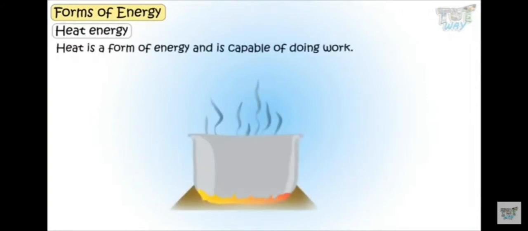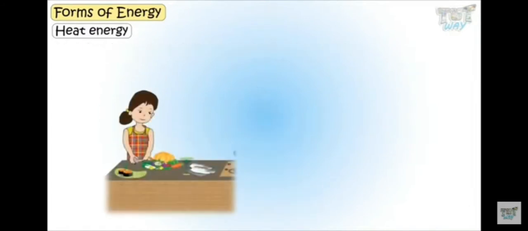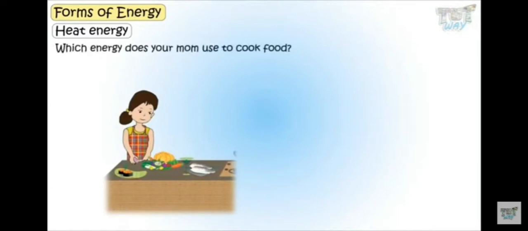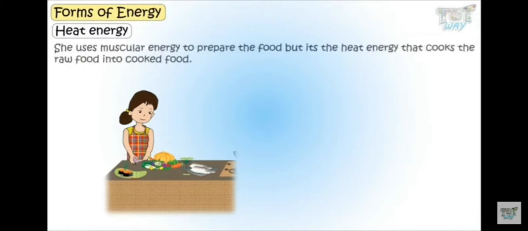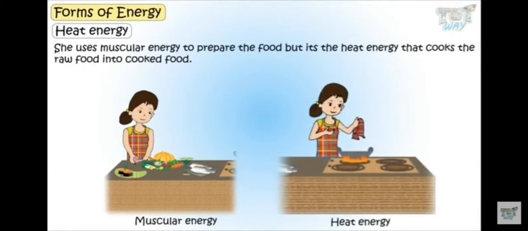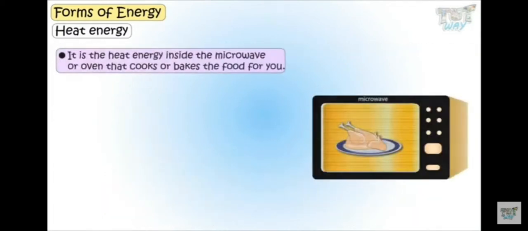Now the second form of energy is heat energy. Heat energy is the form of energy which helps us to cook food, boil the water, and helps to move the air. Now beta, if your mom cooks the food, do you know which kind of energy she is using? Yes, she is using two kinds of energy, muscular energy to cut the vegetables and also heat energy to cook the food. So, how does mama cook food? With the help of heat energy.